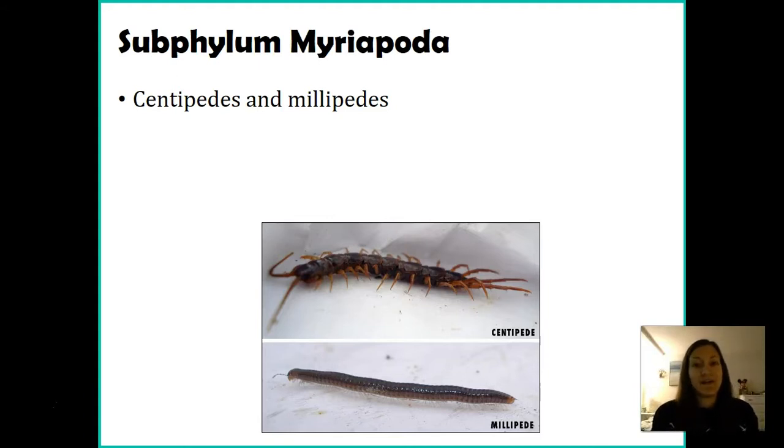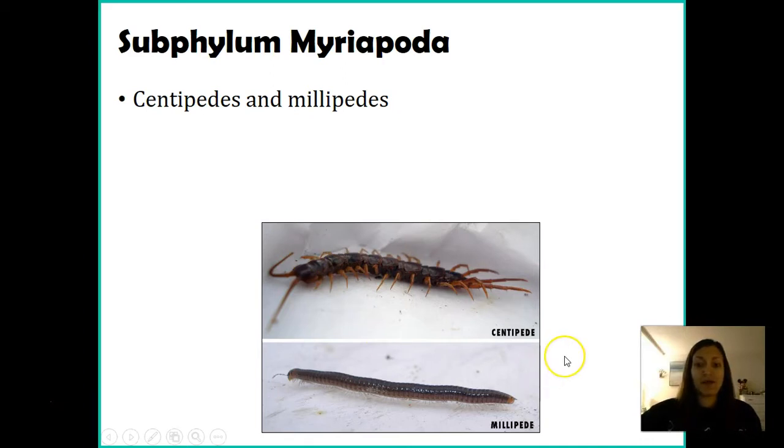The next subphyla we'll talk about is subphyla Myriapoda. Although we didn't talk about this prefix, this myria kind of means multitude or many. So it's almost like poly. So Myriapoda would be many feet, and this includes our centipedes and our millipedes.